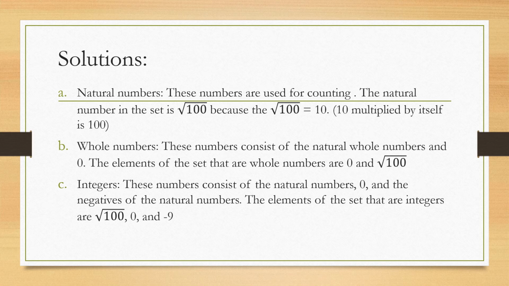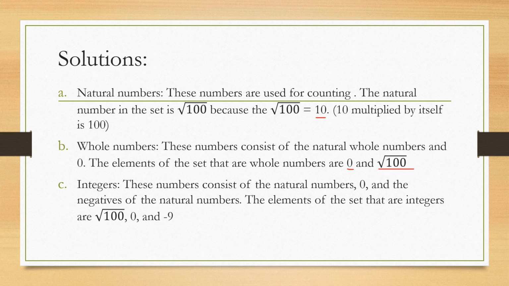Now, in our example, the natural numbers. We know that these numbers are used for counting. So, the natural number in the set is the square root of 100, because the square root of 100 is 10, and 10 multiplied by itself is 100. Next, whole numbers. These numbers consist of the natural numbers and 0. So the elements of the set that are whole numbers are 0 and the square root of 100.